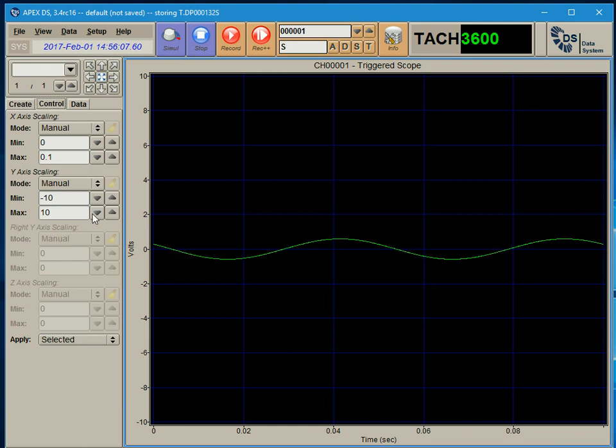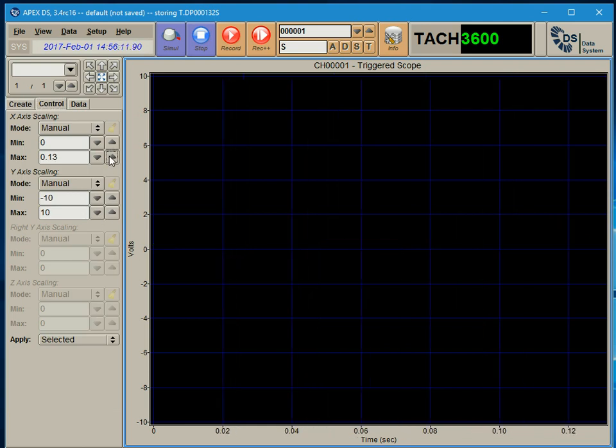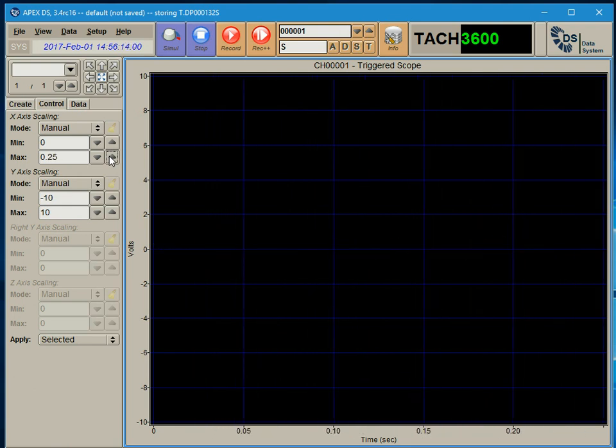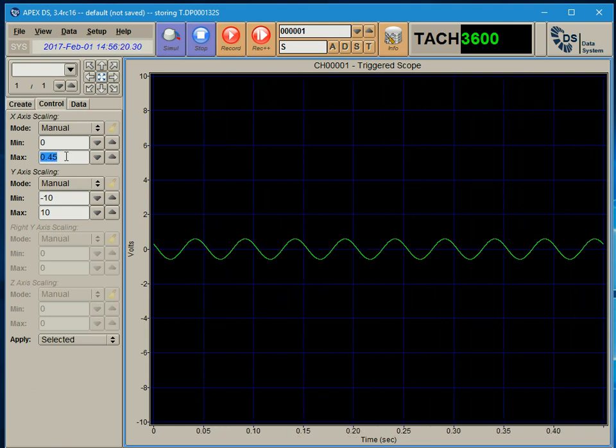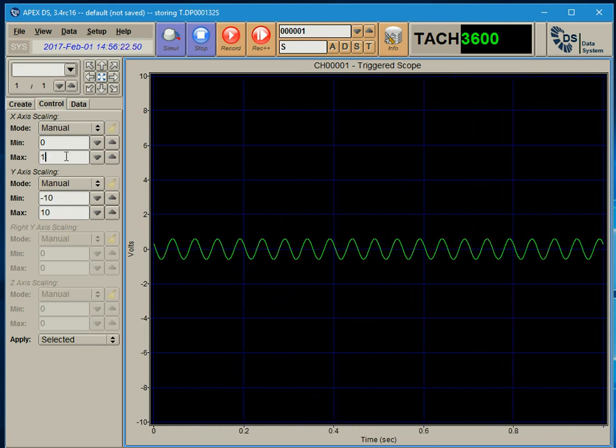Now we can change the x-axis scaling and see more data. At this point it looks like what the scope continuous plot does. I think you can take it up quite a bit, and you get to 1 second of data.